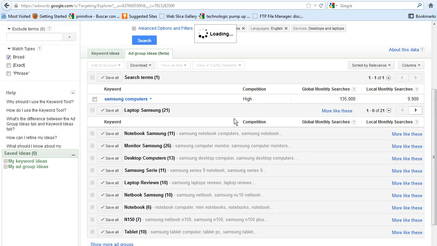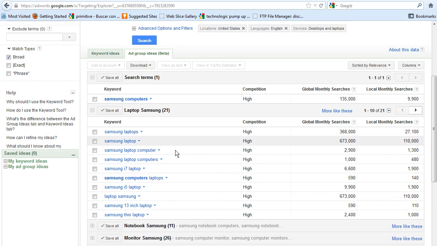But down here we have some more specific things. Like, look, Samsung laptops. Here we go. High competition, as the rest of them are. 368,000 searches globally. Locally, 27,000. Those are some big numbers. Not too big, but those are big numbers. So that's a good keyword. Samsung laptops, the singular Samsung laptop, Samsung laptop computer. All these keywords you want to be using in your website, so put them in for keywords. You can put them in your descriptions, like Samsung laptops for sale, something of that nature.